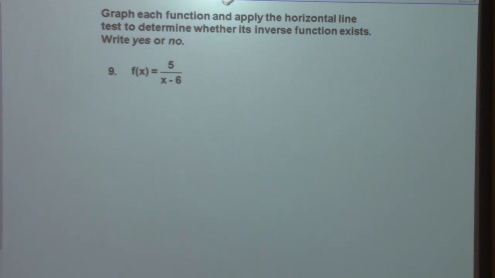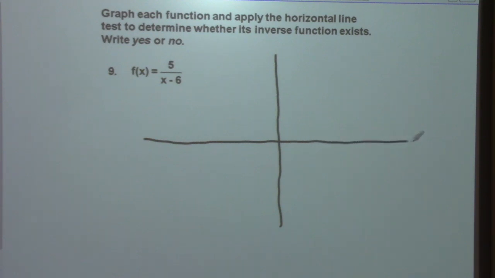Now this one here, number 9, did you check that one out yet? It fails. Okay, this is what you should get for number 9. You should get 6. This is what you should get for this one. You should get like this, and then like this.